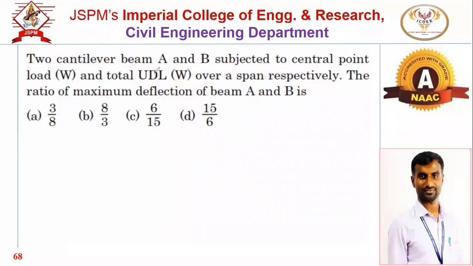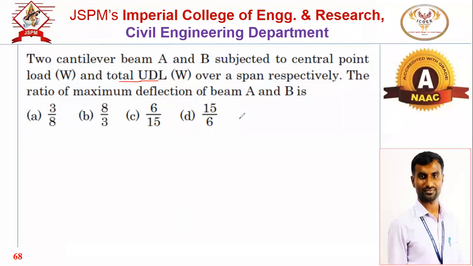So two cantilever beams are there, beam A and beam B. It is subjected to the central point load on the first cantilever beam at the free end, and the second cantilever beam is subjected to UDL, total UDL, on the entire span respectively. The ratio of maximum deflection of beam A and B is? Okay, now we will discuss.